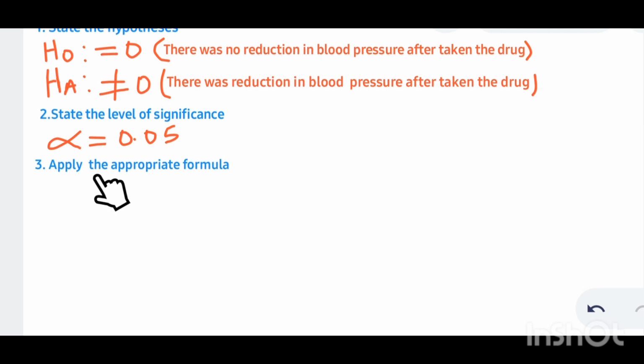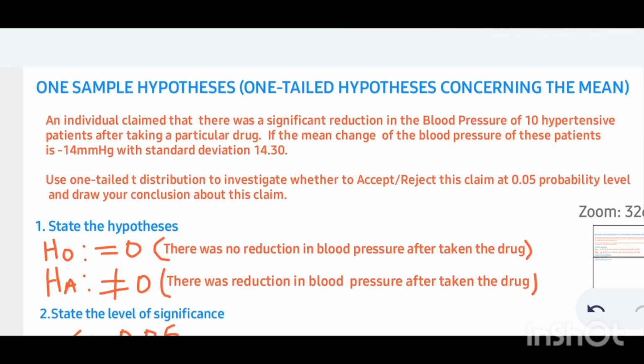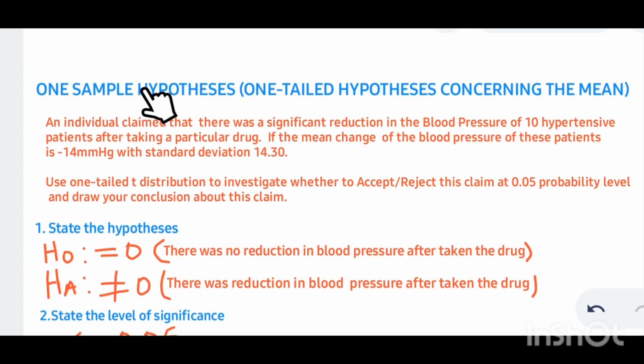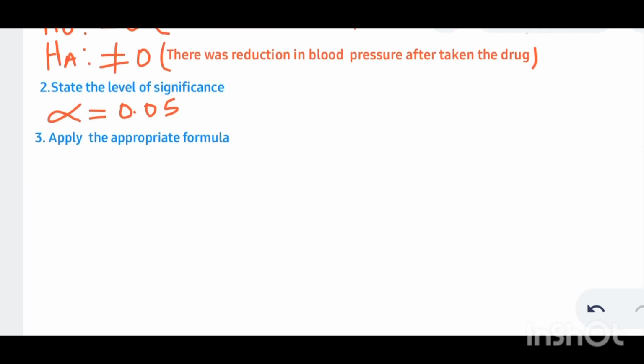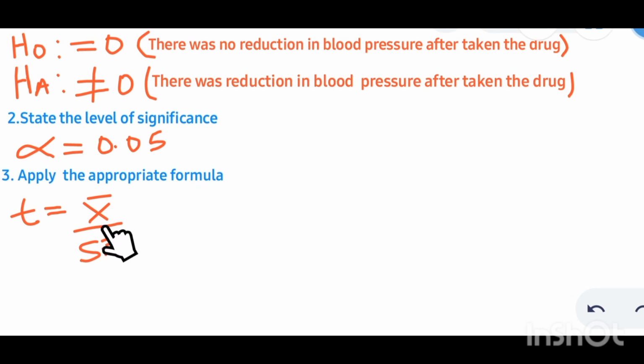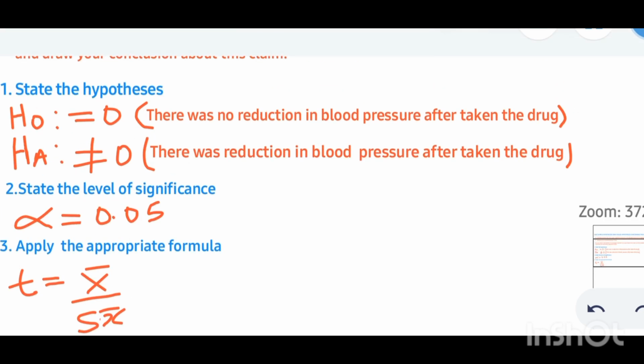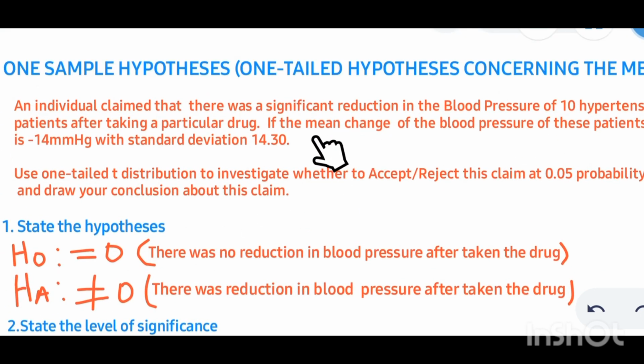Step 3 says apply the appropriate formula. Looking at our question, we are dealing with a one-sample hypothesis of one tail, so we have a unique formula for that: t equals the mean over the standard error. In our formula we can see the mean and the standard error. The mean change was given to be minus 14 millimeter mercury.